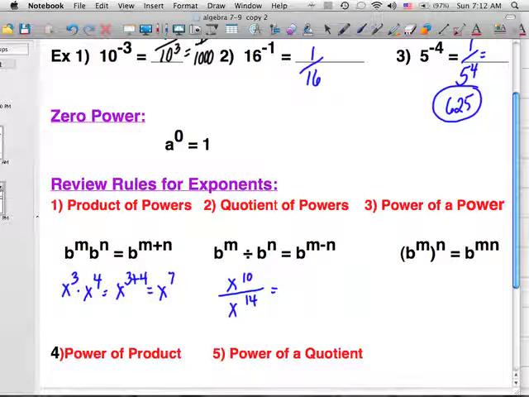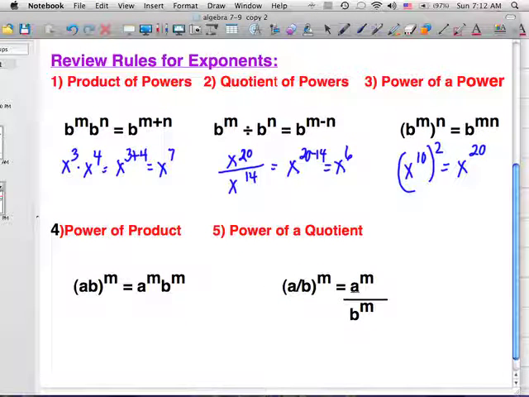Let's make that 20. We could cancel out 14, leaving 20 minus 14 gives us 6. X to the 6. Take a power of a power. We have x to the 10th taken to the second. That's x, multiply the exponents, that's x to the 20th.